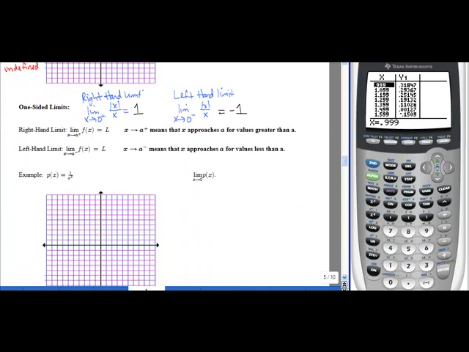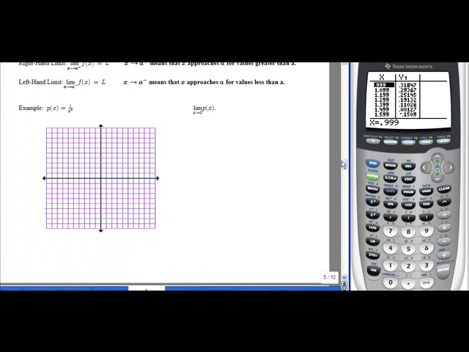Alright, so again, this notation, if you see the little plus sign above that A, that means you're only supposed to use x values that are slightly greater than A. And if you see the little minus sign, that means you use values of x that are slightly less than A. Okay, let's take a look at another example.